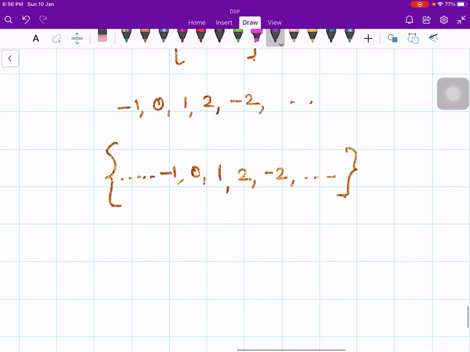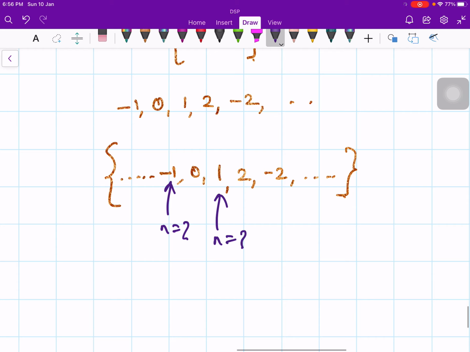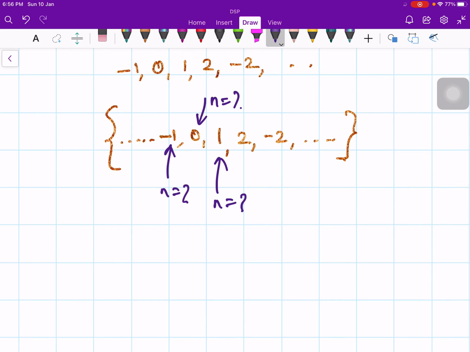Now look here. In this sequence, I don't know where the n value will be denoted. What is the value of n here, and here, and here? We don't know. Generally if you write a sequence like this, the 0th sample is denoted by an arrow. So you put a simple arrow, maybe I will use a different color. Wherever you find the arrow, that arrow indicates the 0th sample. So this arrow indicates n equals 0.